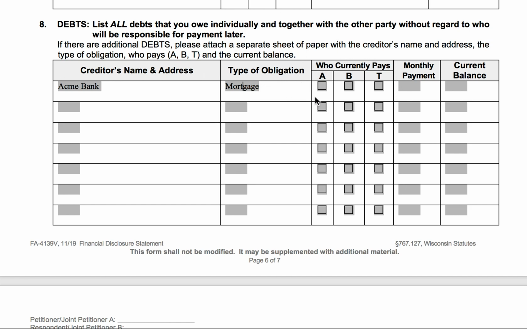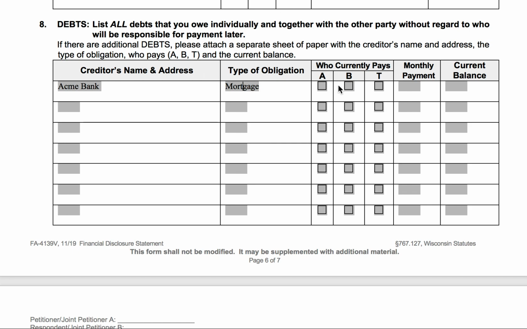Here you're going to put who currently pays that debt. Again, remember the little bit of weird setup. A is for the petitioner if you filed separately, or for joint petitioner A if you filed a joint petition. B is for the respondent, or for joint petitioner B if you filed a joint petition. And T is if it's something you pay together or you're supposed to pay together. For this who currently pays, obviously if you are currently paying it, you would put who is paying it.